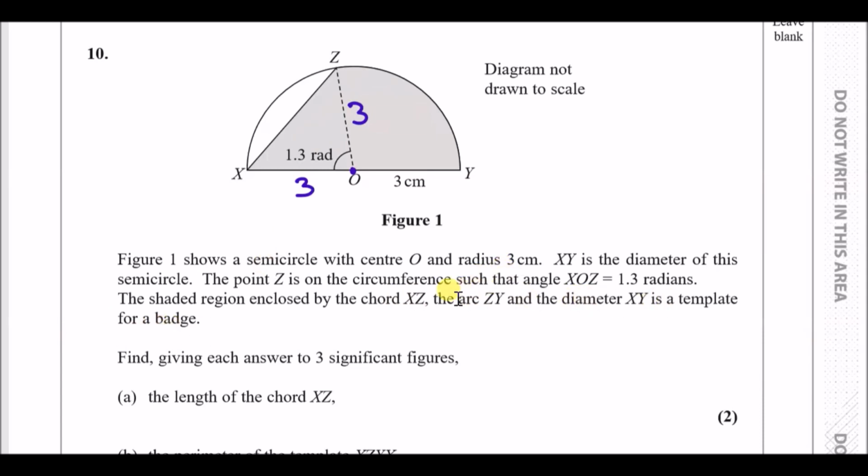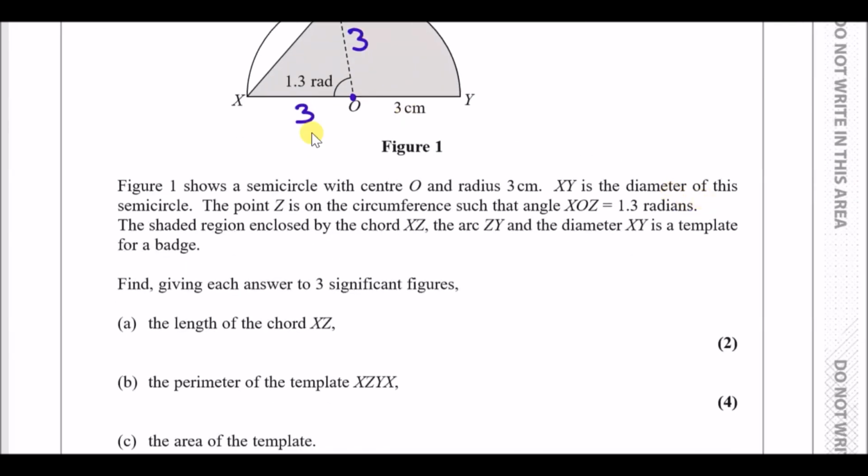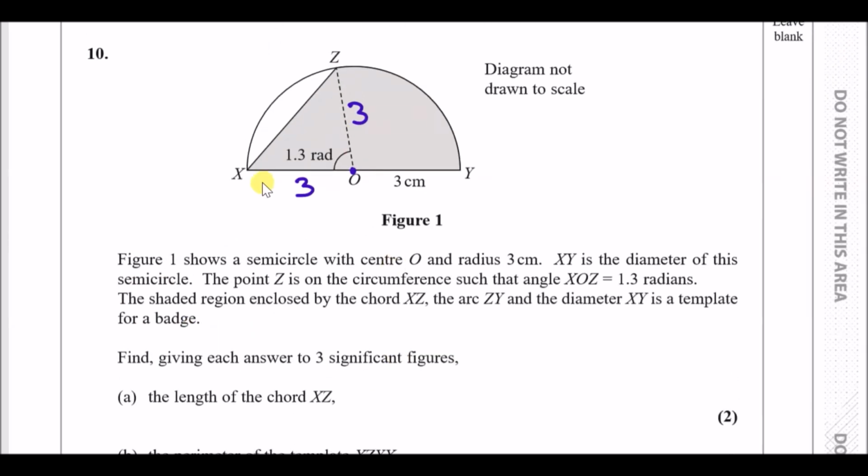So just a quick recap. This line is a chord, so it does not pass through the center. Part of the semicircle, i.e. this part, is an arc, and the diameter is just the line cutting through from X to Y. So it's twice the radius. So let's move on to the actual questions. Now find, giving each answer to 3 significant figures, the length of the chord XZ.